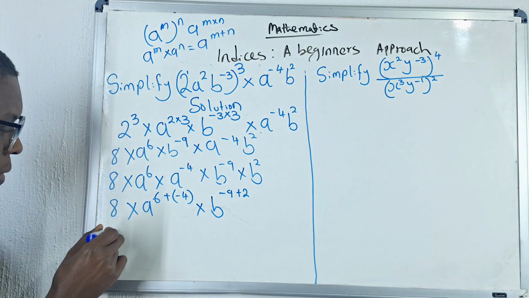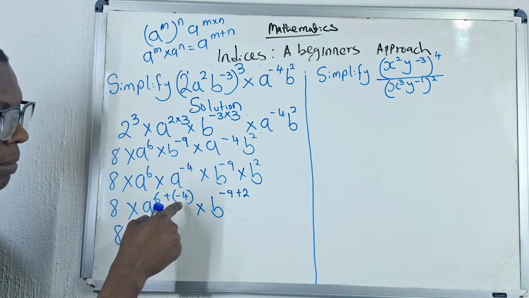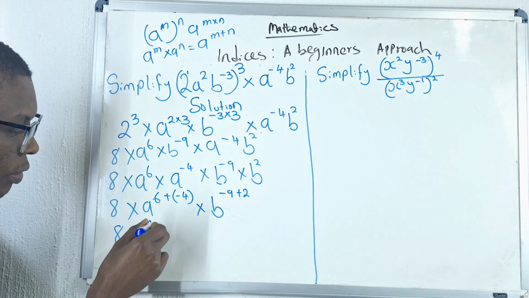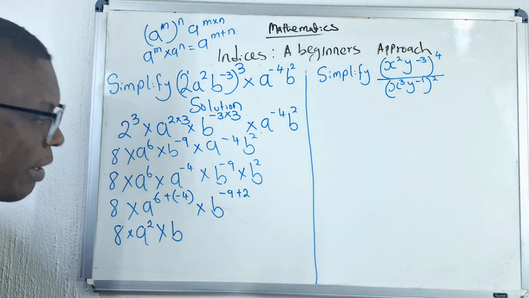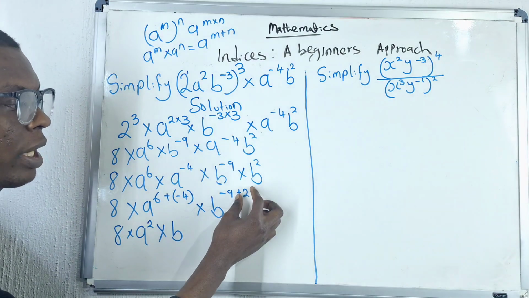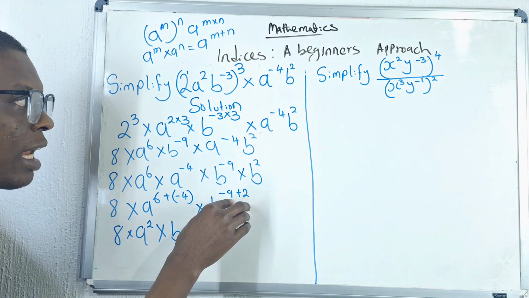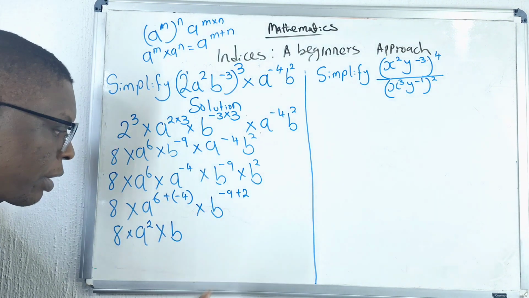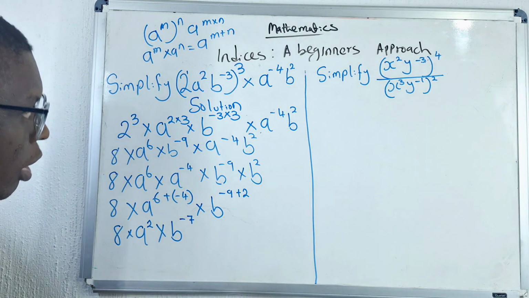So now, this will be 8 times a, plus times minus is what? Minus. Therefore, 6 minus 4 is 2, times b raised to power, what's minus 9 plus 2, class? And minus 9 plus 2, I have 2 naira, but I am owing somebody 9 naira. If I should pay that person back the 2 naira, I will still be owing the person what? 7 naira. So this will be b raised to power minus 7.